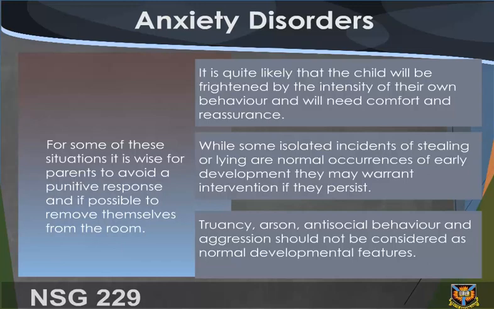While some isolated incidents of stealing or lying are normal occurrences of early development, they may warrant intervention if they persist. Truancy, arson, antisocial behavior, and aggression should not be considered as normal developmental features.